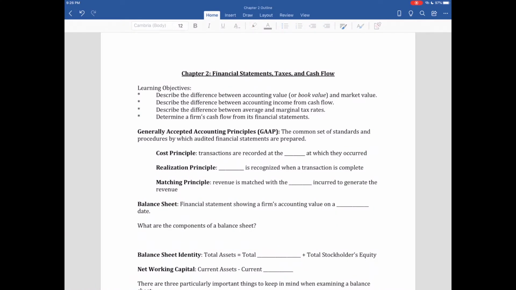In part 1 we went through the concepts and the different topics covered here in chapter 2, financial statements, taxes, and cash flow. And then what we will be covering here today will be some quantitative problems that are very similar to what you will see on your homework and also on exam 1, which includes chapter 2.